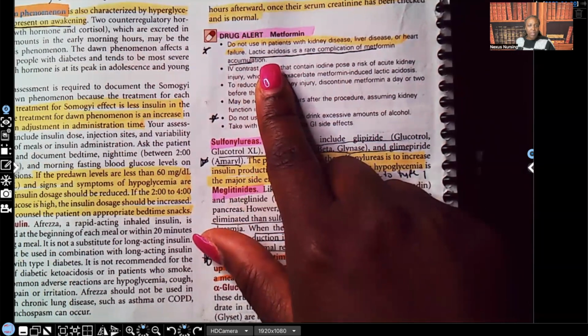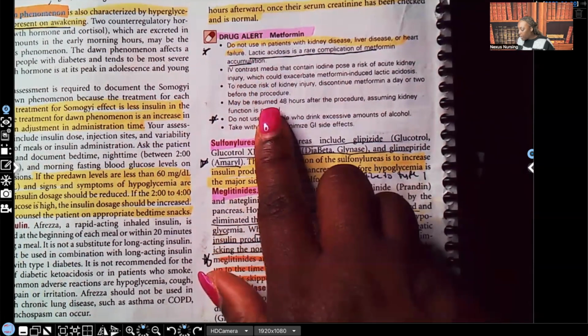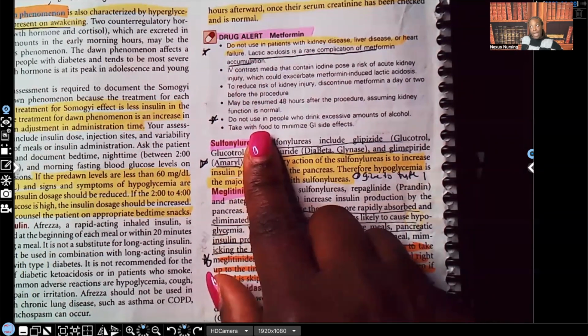I'm not going to go over all of these, guys. Make sure you read it on your own, because I don't write your nursing exams. You might see one of these on your test. So pause to read. Here's another one. Do not use in people who drink excessive amounts of alcohol. Let me stop right there. I want you to think about it.